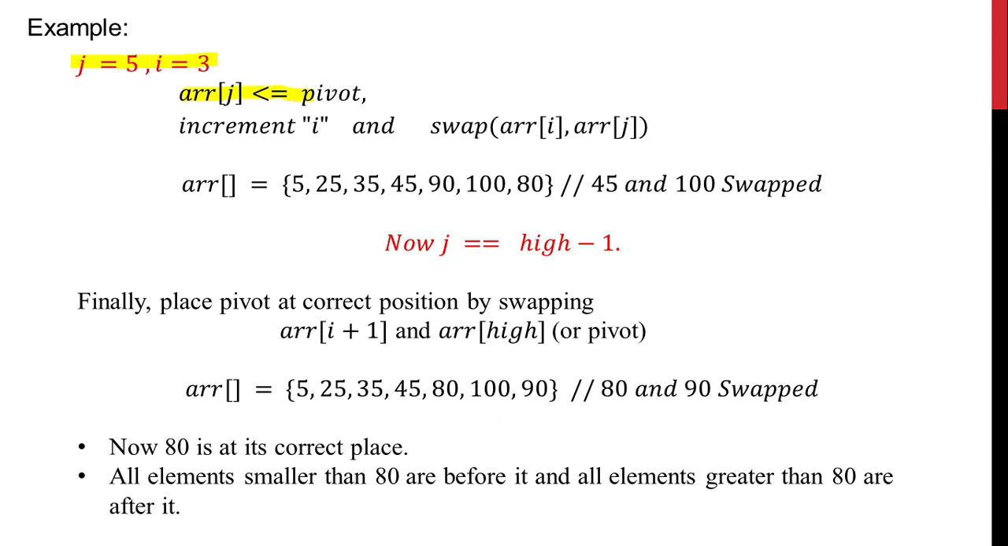The jth element is less than or equal to the pivot. Again increment i and swap the ith element with the jth element. 45 is swapped with 100. So now we have this array. After the completion of this loop, j points to the next element, that is high. So finally, place the pivot at the correct position by swapping i plus 1 with the array of high, that is the pivot, meaning 80 is swapped with 100. So after this, 80 is at its correct position.